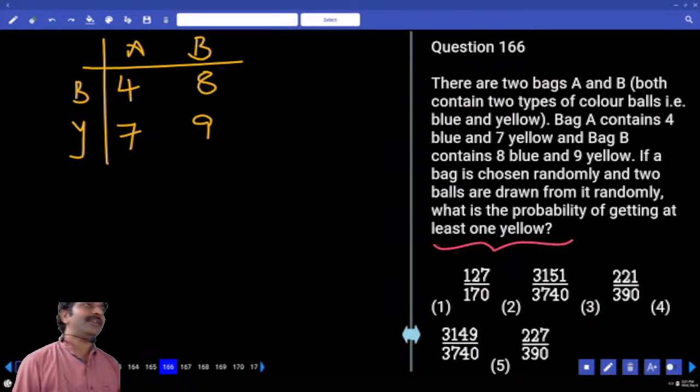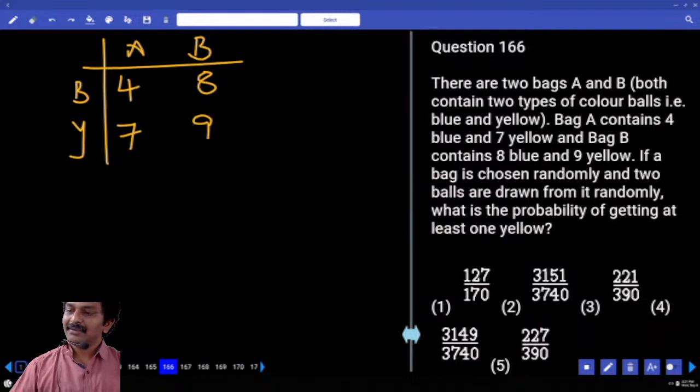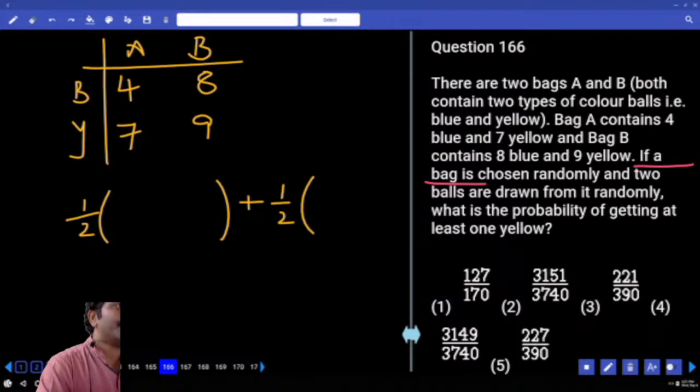At least one yellow. If you have an at-least condition, how do you do it? 1 minus the probability of no yellow? Yes or no? Right. So first of all, you need to select a bag. How many bags are there? The probability of getting one bag is 1/2. So that may be the first bag or the second bag. I am assuming it as the first bag, and after that, the second bag. Getting at least one yellow is 1 minus the probability of getting no yellow.